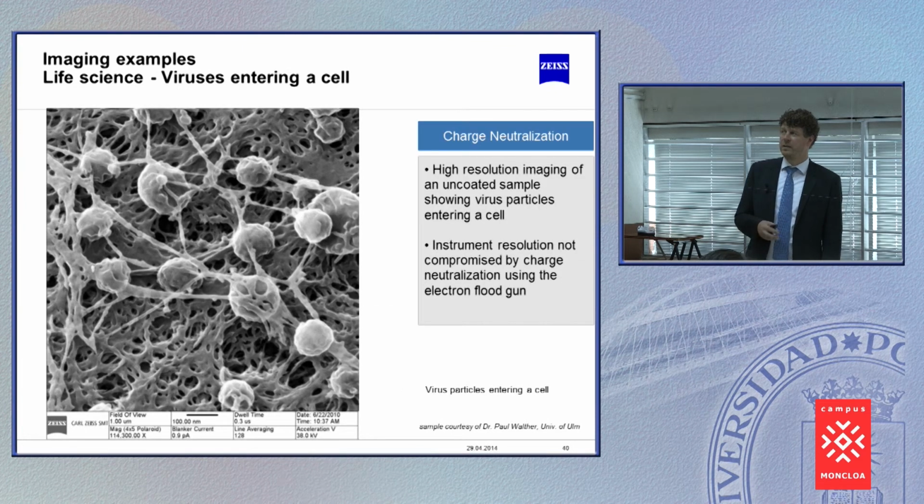This is a cell where viruses are entering the cell. You see the virus, this one is outside and there are some inside. This is the cytoskeleton of the cell. And again, it's an uncoated sample. So it's very interesting, for example, for life science imaging.